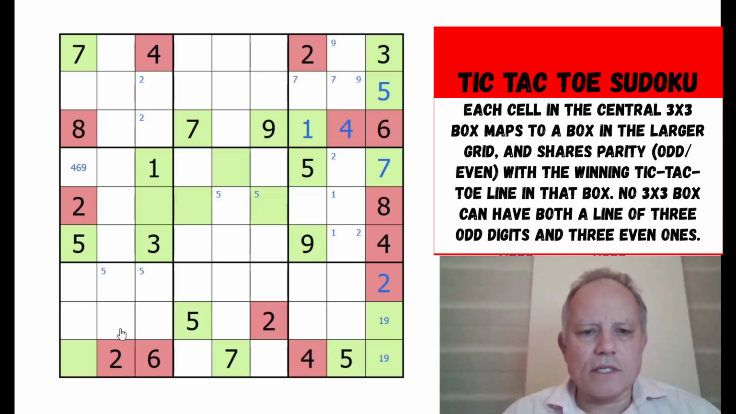But even could still win this box. I mean, I like thinking of it as a game between even and odd. That's quite good fun, but doesn't necessarily always help. This cell is seen by 8, 4, 2 and 6 as well. So that is odd. In fact, it's 3 or 5.